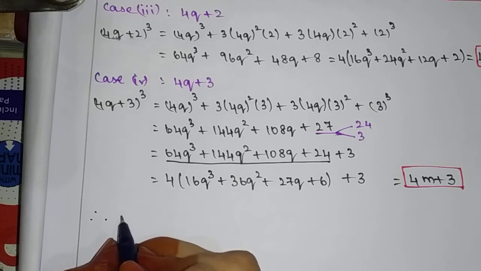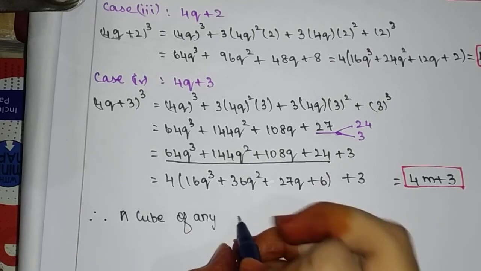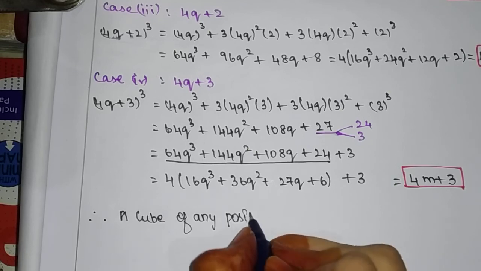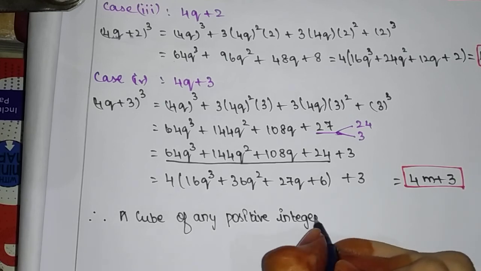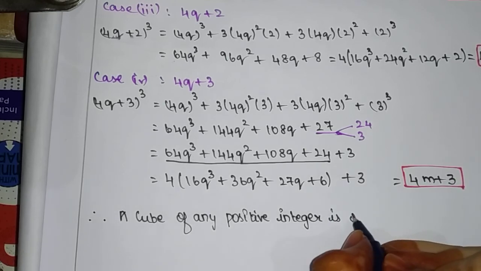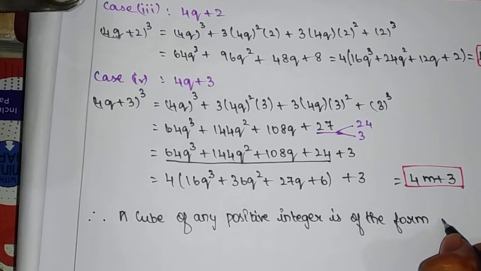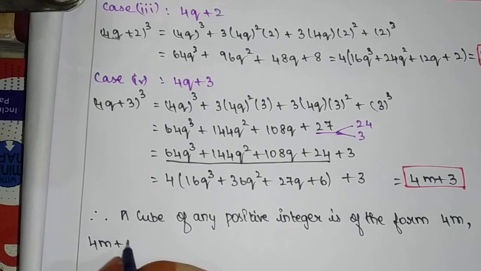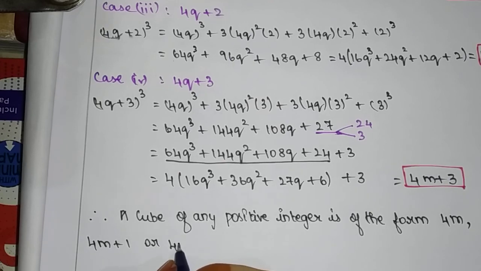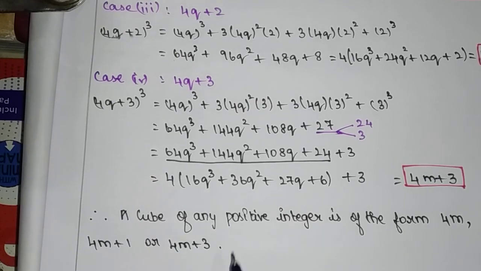Therefore, cube of any positive integer is of the form 4m, 4m plus 1 or 4m plus 3. So, that's all.